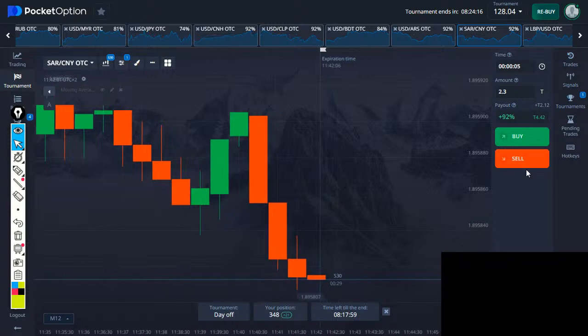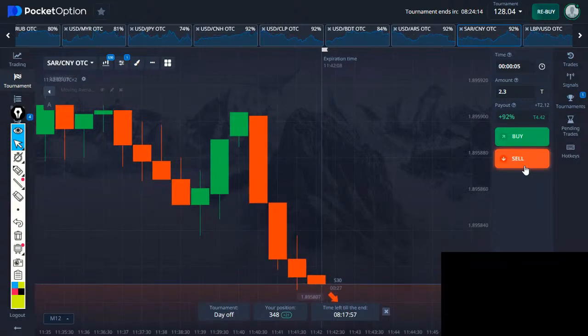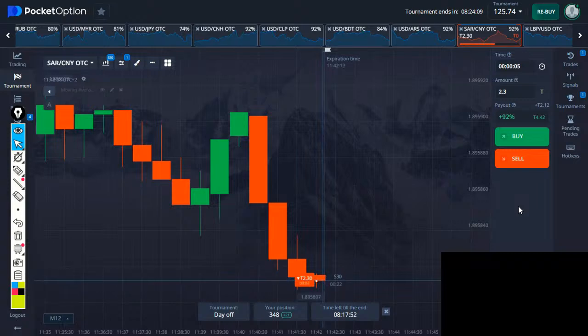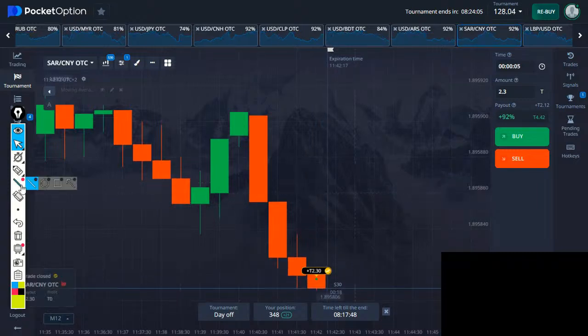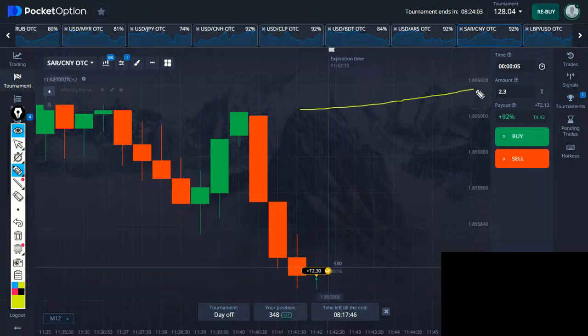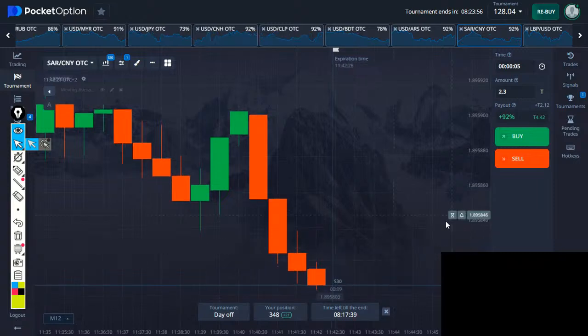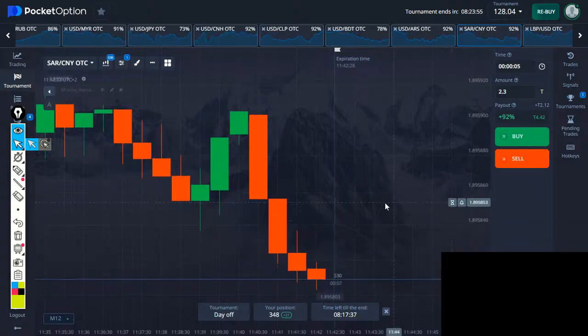Okay, we have red, strong red. 25, we go for a sell. Pulled back on us. Oh, that's a refund. Whenever you have a refund, stick to the same amount that you already traded, since Pocket Option will refund you the full amount. So let's wait for the next bar.